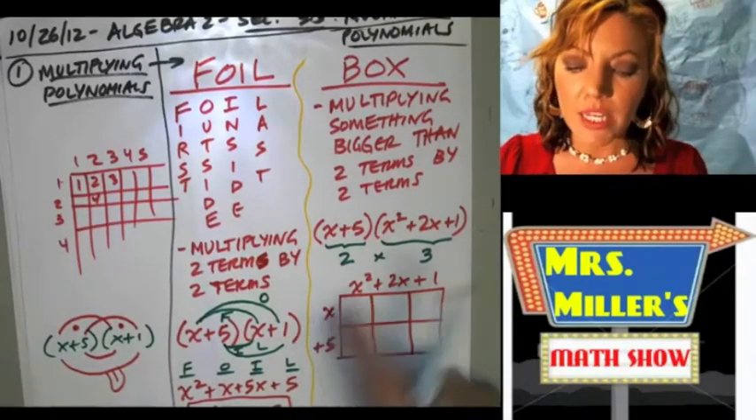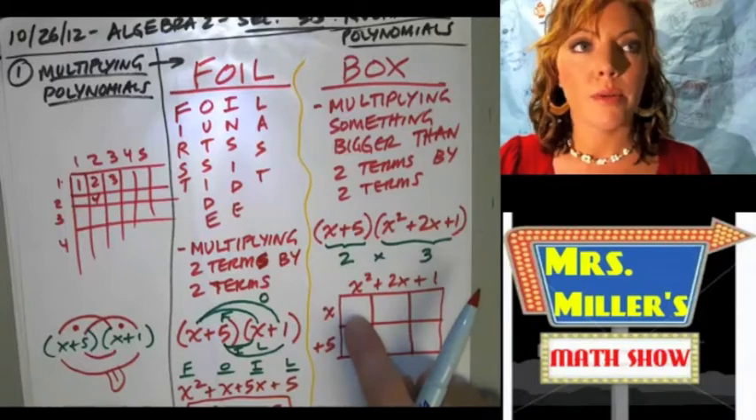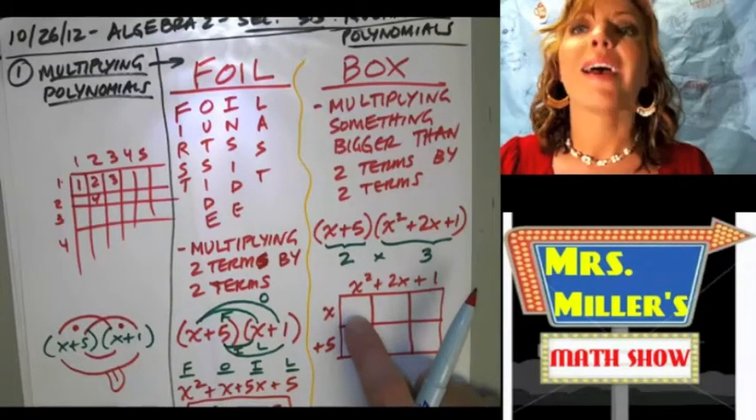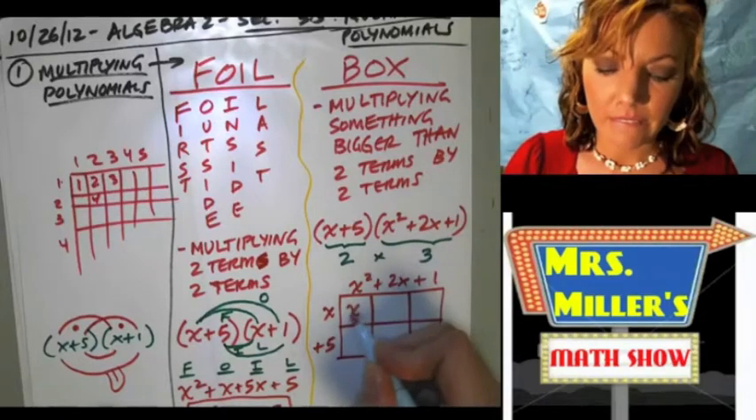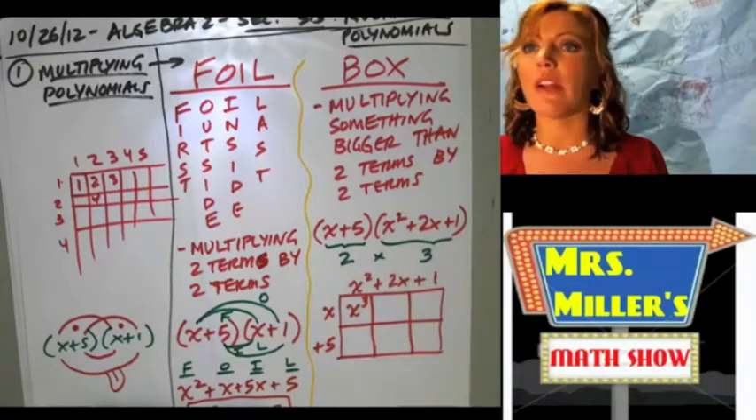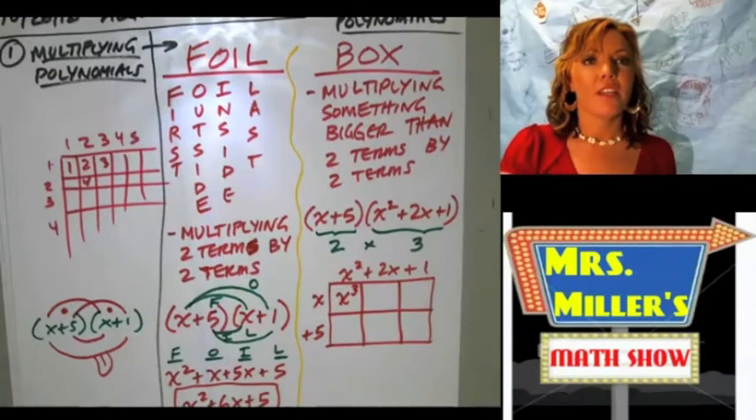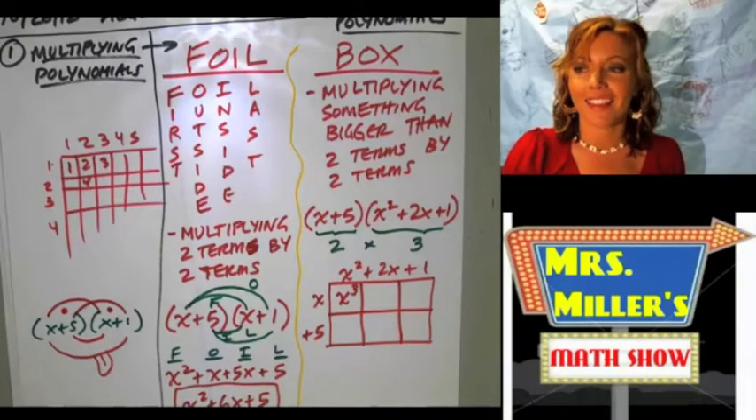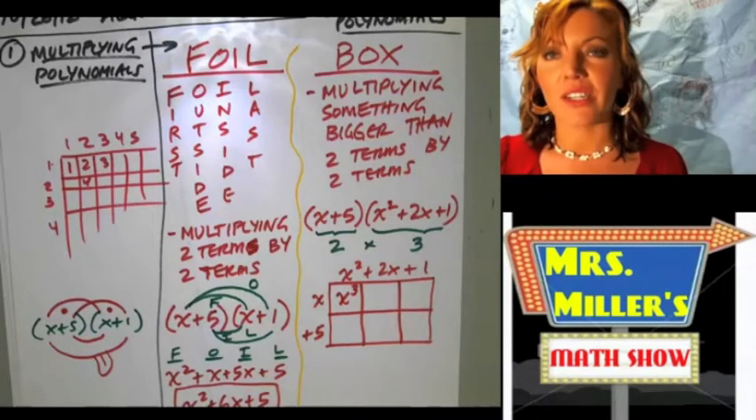So x times x squared is what? X to the 3rd power. Give it up for Alyssa. How about we give it up for Alyssa? All right, here we go.